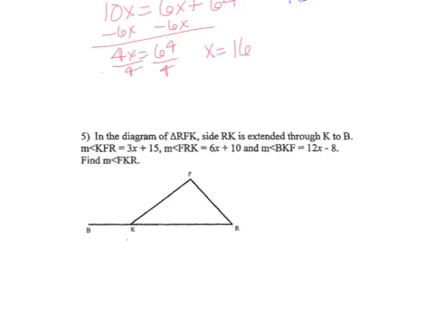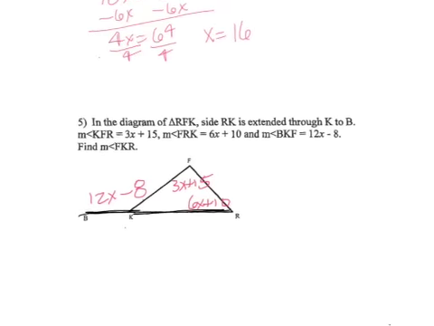Now looking at number 5, it says in the diagram of triangle RFK, side RK is extended through K to B. That almost doesn't make any sense, but all that means is that RK, which is this piece, is extended to B. The measure of angle KFR is equal to 3x plus 15. That would be this angle up here, 3x plus 15. And the measure of angle FRK is equal to 6x plus 10. And then it also says that angle BKF, which is the one on the outside, is 12x minus 8.